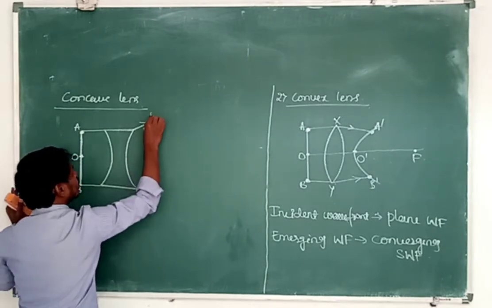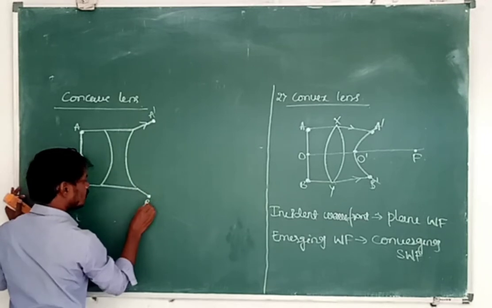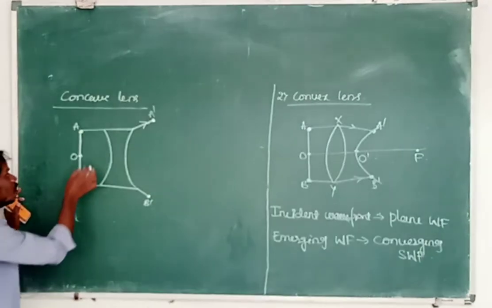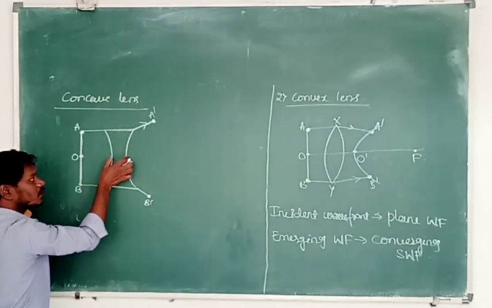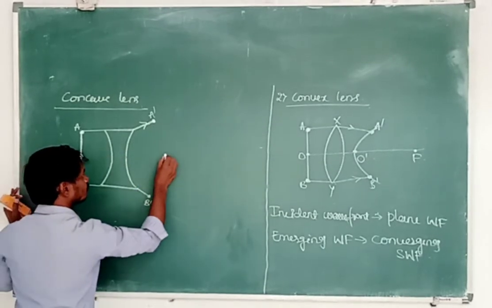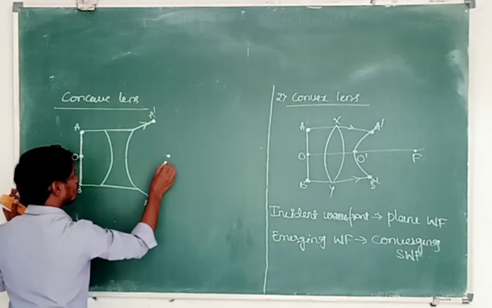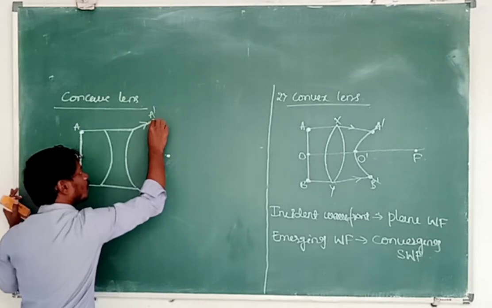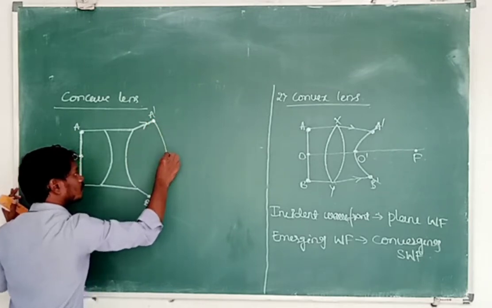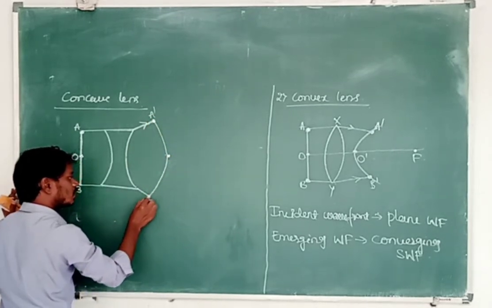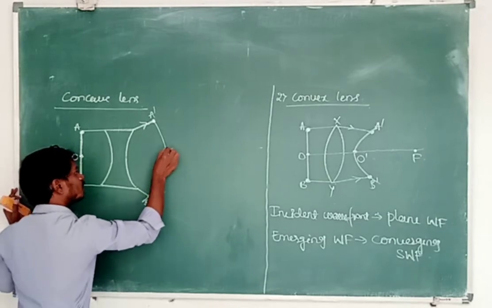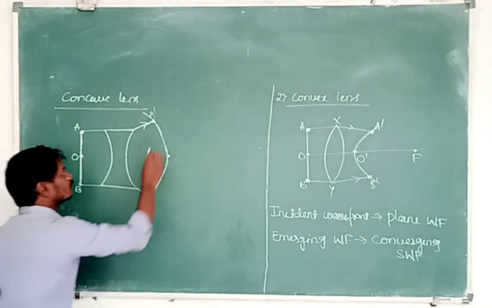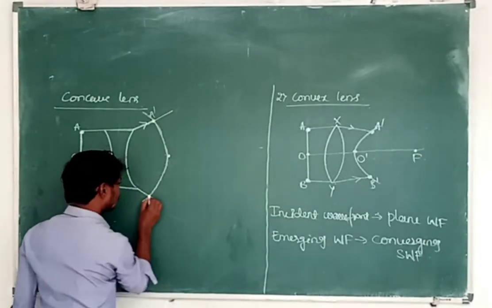So I will take it as A dash and B dash. But the middle of the wavefront, that means O, traverses the thin portion of the lens. Now it is advanced. I will take it as O dash. Then let us join the points here. Which type of wavefront is formed? That is a diverging spherical wavefront.